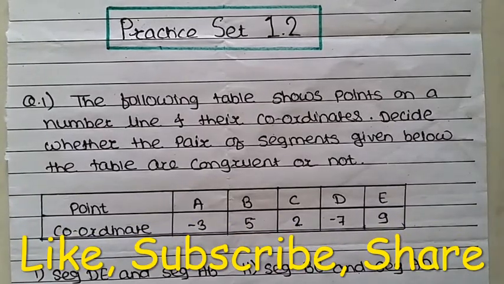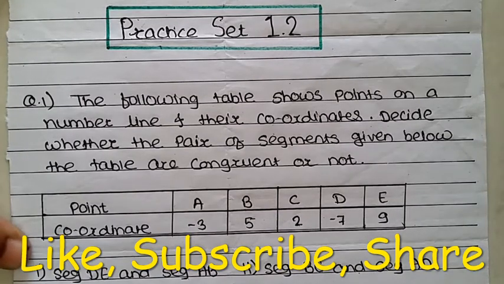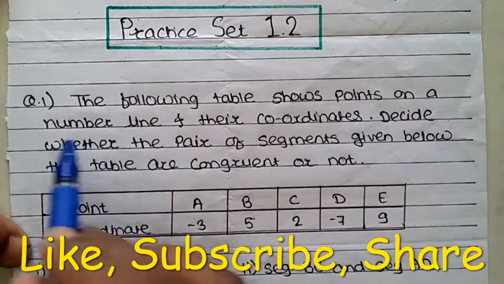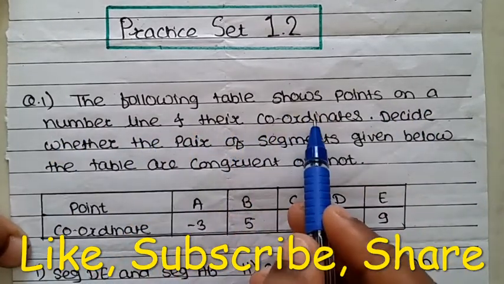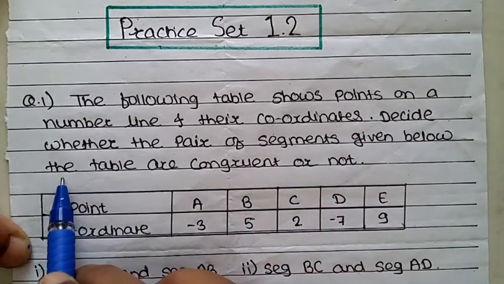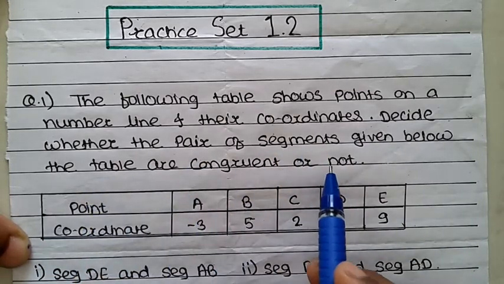Hello students, in earlier videos we learned the theoretical part, which depends on segments, rays and lines. In this video we will discuss practice set 1.2. Question number 1: The following table shows the points on a number line and their coordinates. Decide whether the pair of segments given below the table are congruent or not.